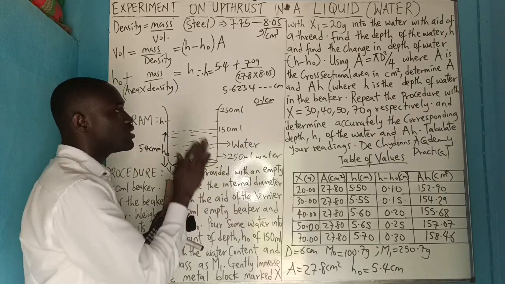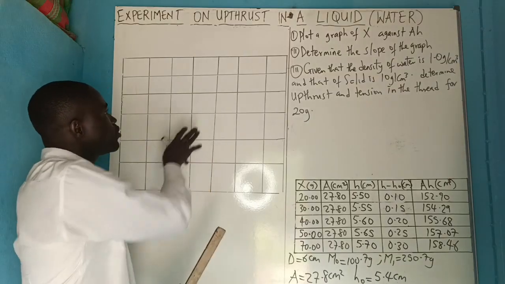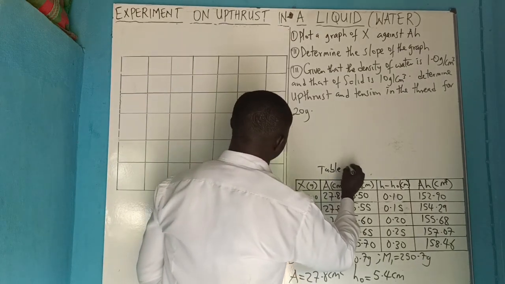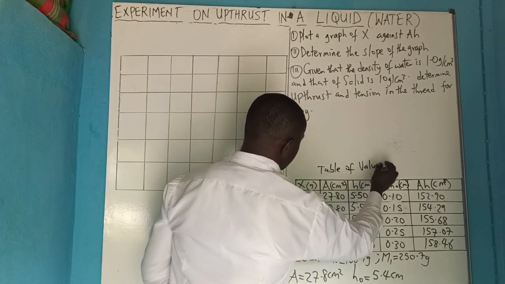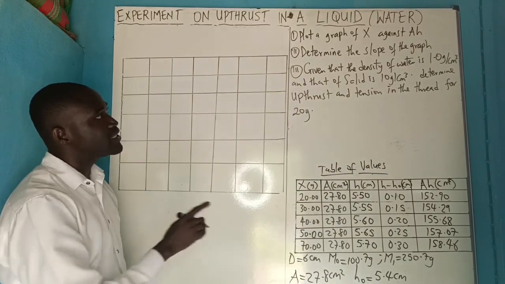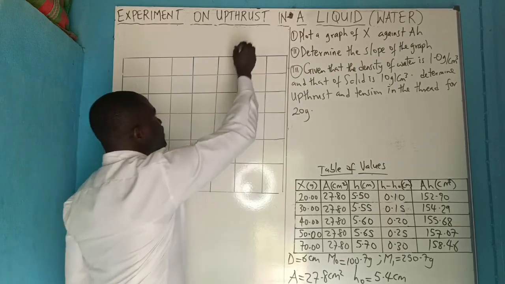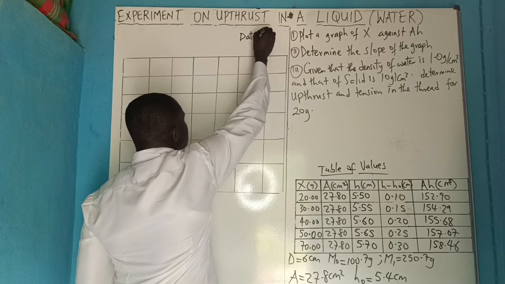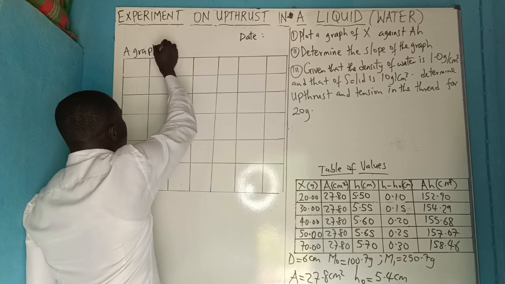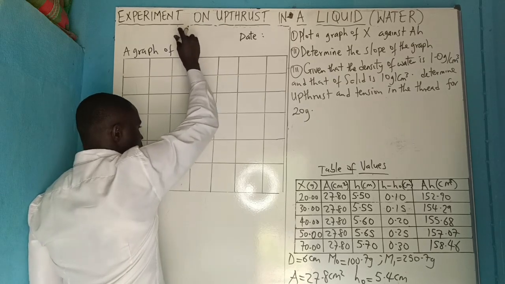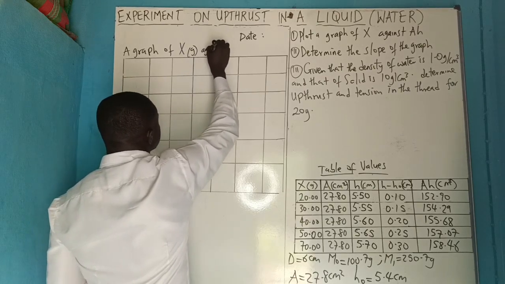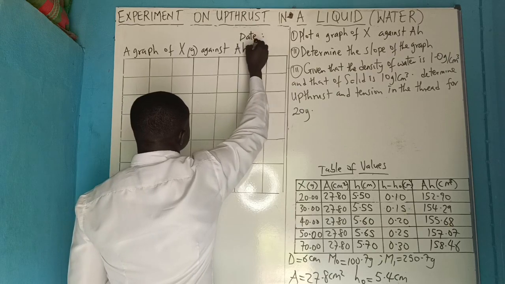Let's go into graph plotting. Okay, let's see how to plot this graph. This is the table of values for the experiment. Now, the instruction is plot a graph of M against AH. Please, first of all, write the date. The title is a graph of M, which is the mass, against AH, which is in cm cube.